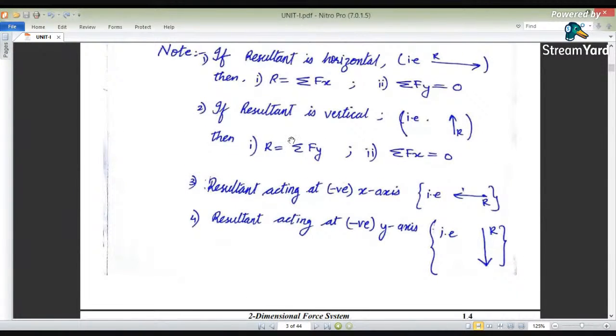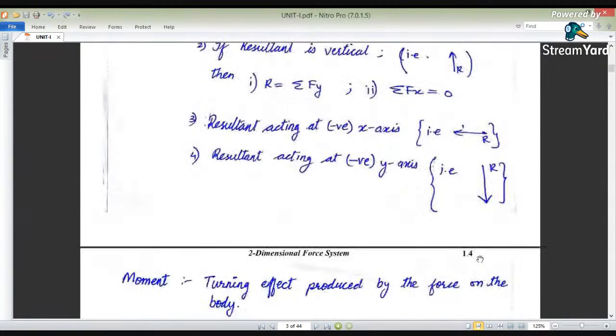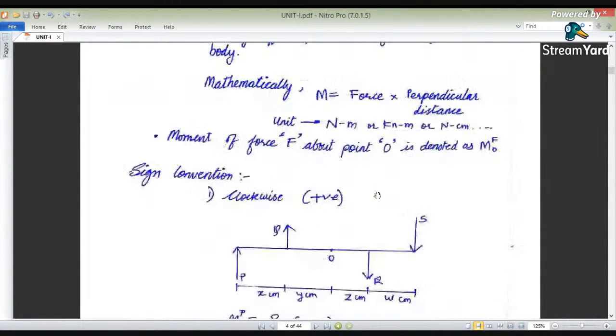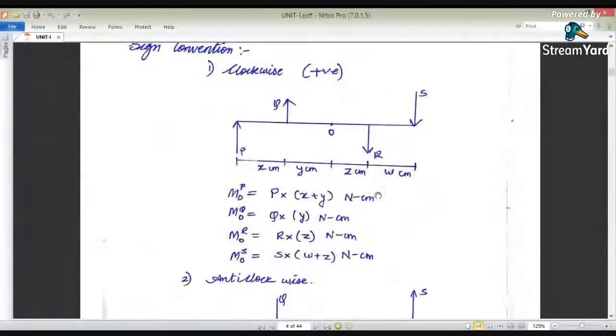So this we have cleared. If it is asked that the resultant is horizontal, what does it mean? It has a double meaning: ΣFy is 0, whereas the resultant is ΣFx. In the same way, if the resultant is vertical, what does it mean? ΣFx is 0 and the resultant is ΣFy. We have discussed that if the resultant is acting at the negative x-axis, it is moving towards the left, whereas at the negative y-axis, it is moving downwards. Again, moment and its unit we have already discussed.